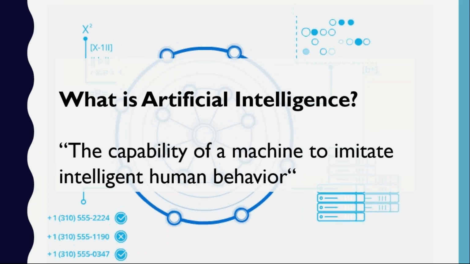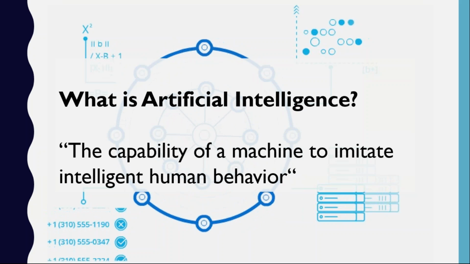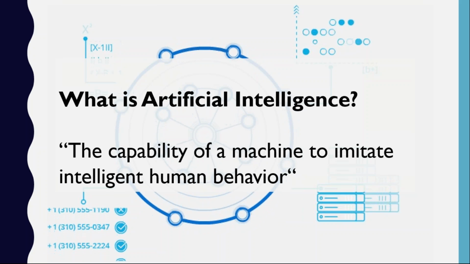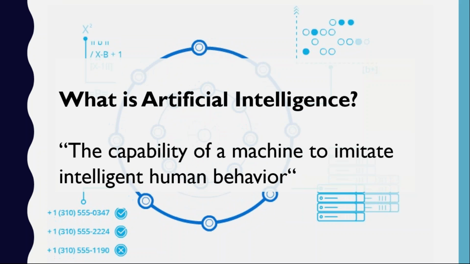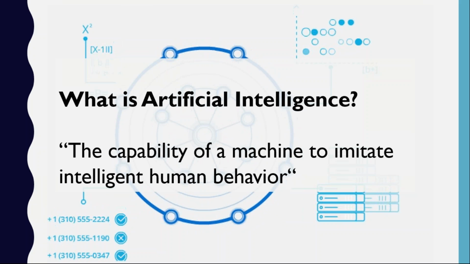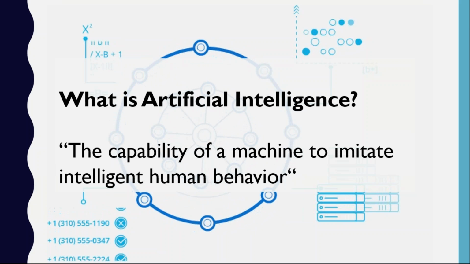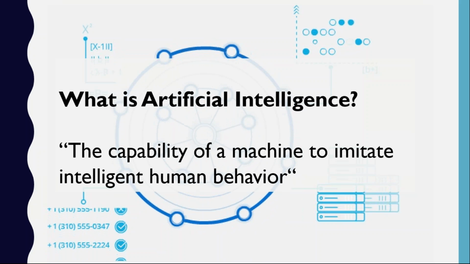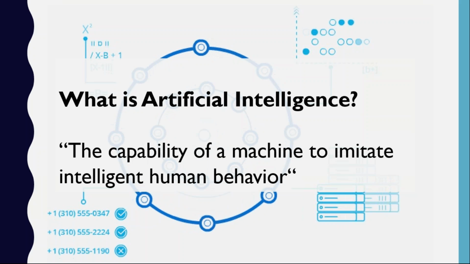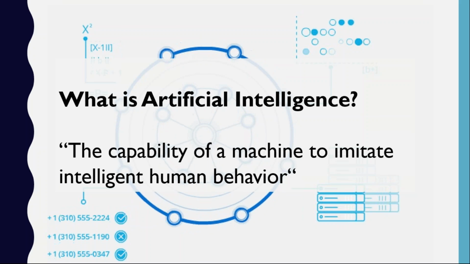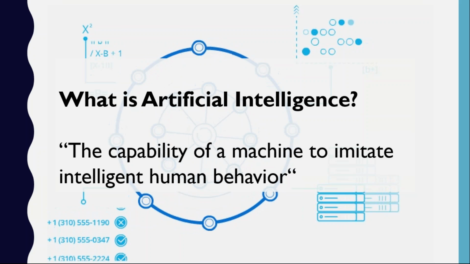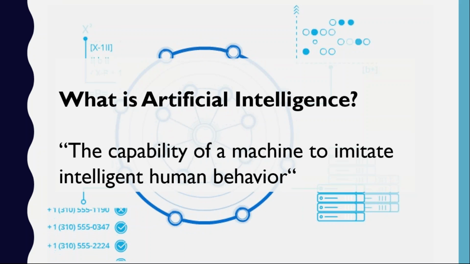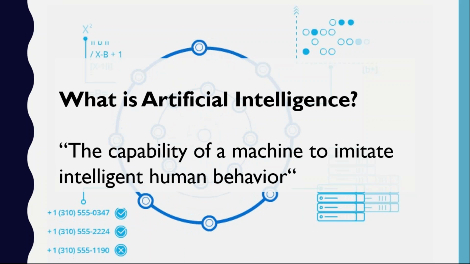So a simple definition of artificial intelligence is a machine with some human intelligence, or intelligence which is not inbuilt, which is built by humans. All right, I hope I'm clear with this. So the definition says that it is the capability of a machine to imitate intelligent human behavior.